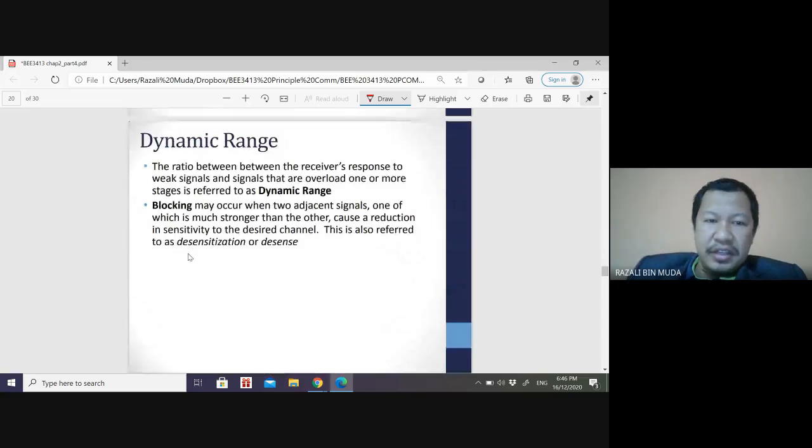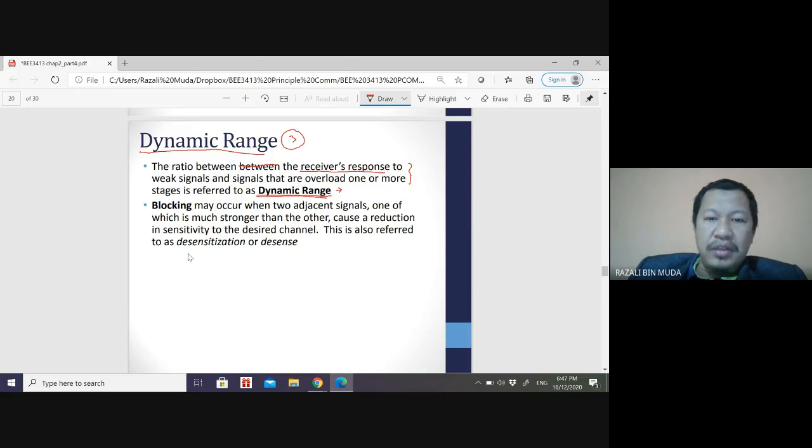The third characteristic is dynamic range. The ratio between the receiver's response to weak signals and signals that overload one or more stages is referred to as dynamic range. The definition is quite, maybe you need to rephrase. You can look up other definitions for dynamic range.